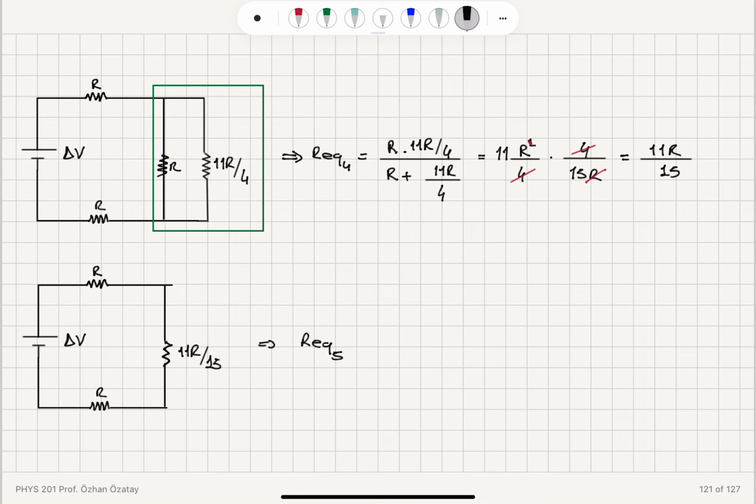So we will just add up the resistances. This will give us the final answer for the equivalent resistance as R plus R plus 11R over 15. So that will be 2R multiplied with 15, 30 plus 11, 41, 41R divided by 15. So the final answer for the equivalent resistance of this resistive network is 41R divided by 15.